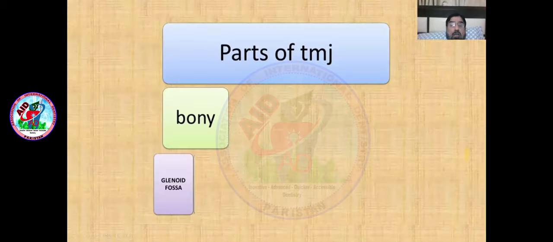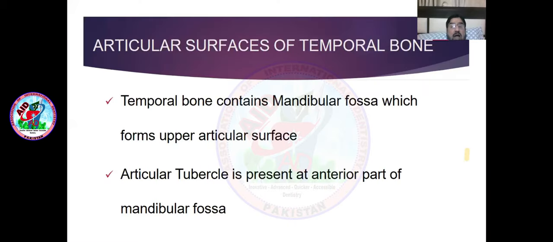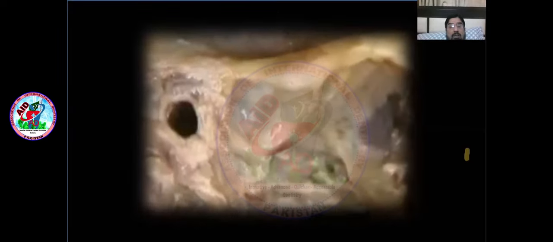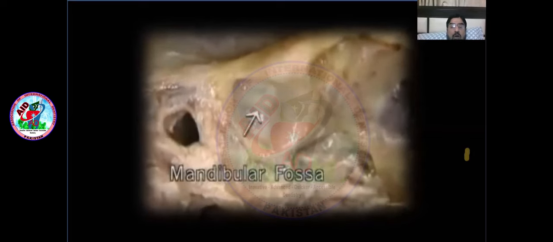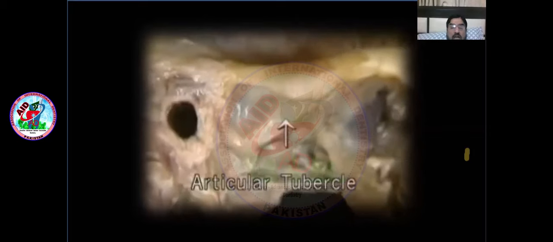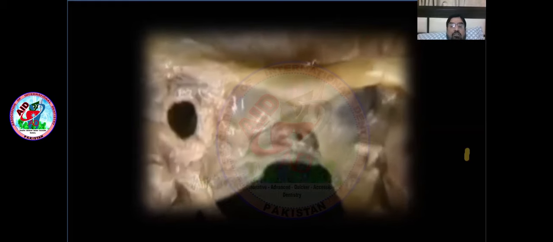Dear students, now the second part of the temporomandibular joint which we are going to study is the glenoid fossa. The condyle gives its articulation with the mandibular fossa. This mandibular fossa is a part of the temporal bone, which performs the articular surfaces. The articular tubercle, which is present just anterior to the mandibular fossa of the temporal bone, is the last limit of the articulation. That is the basic portion of the temporomandibular joint area, which is the mandibular fossa, and that is the articular tubercle, which is the end of the joint.